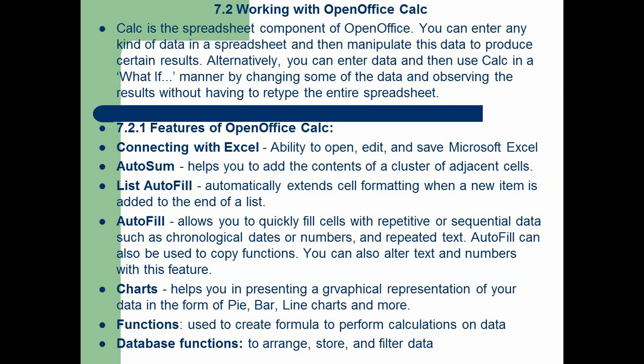Next one is autofill, which is used to quickly fill cells with repetitive and sequential data such as chronological data, dates or numbers, and repeated text. So next one is charts. Charts are a very helpful feature which is used to represent all the numerical data in the form of pictures like pies, bars, lines. So OpenOffice Calc allows us to create charts on our data.